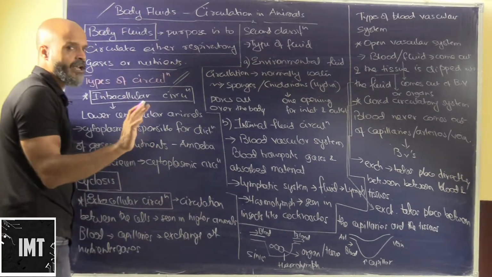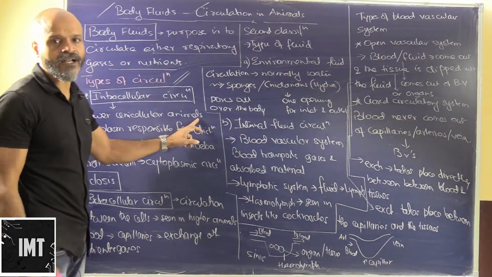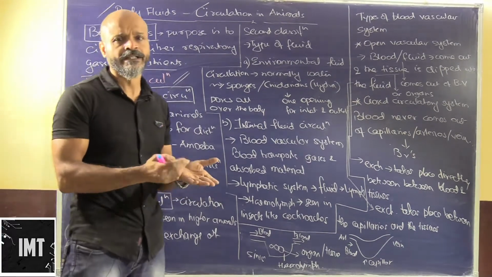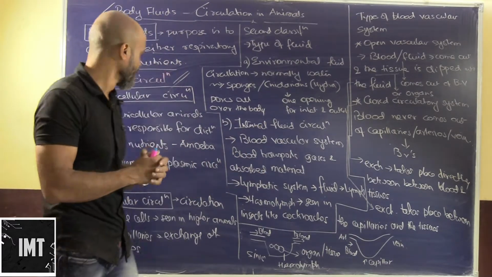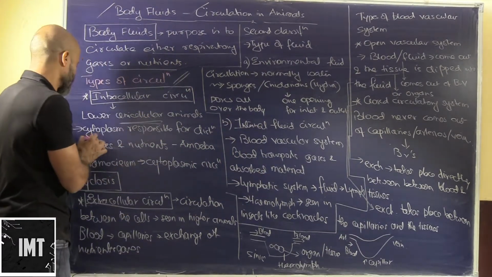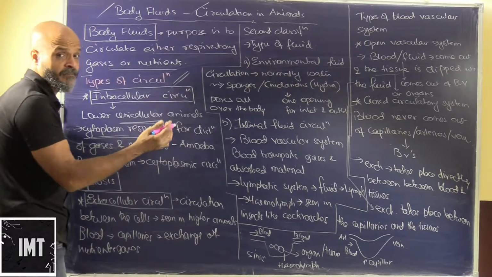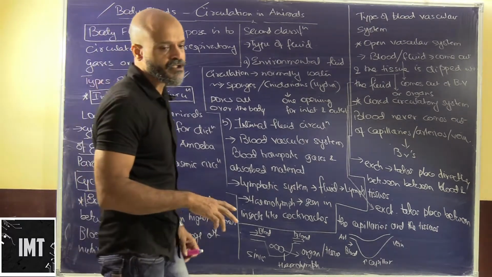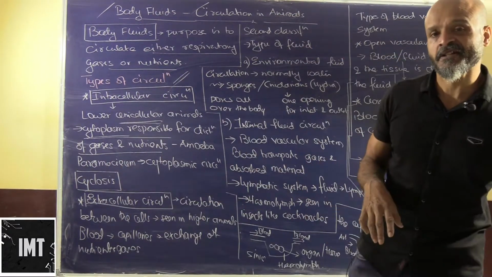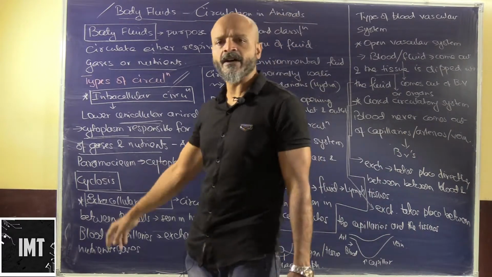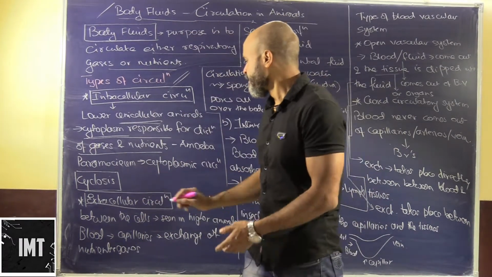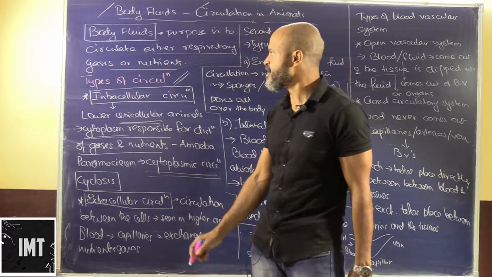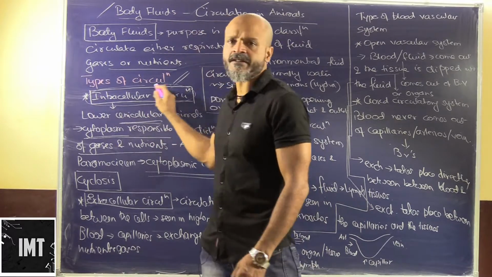They do not have blood. Lower unicellular animals are made up of just one cell and their structure is pretty simple. They do not have a very complex structure. In lower unicellular animals, the cytoplasm plays the part of body fluid. The cytoplasm is responsible for the distribution of gases and nutrients. All types of gases and nutrients are distributed by the cytoplasm, as in amoeba, paramecium, etc. This type of circulation is known as cytoplasmic circulation. It comes under the head of intracellular circulation.